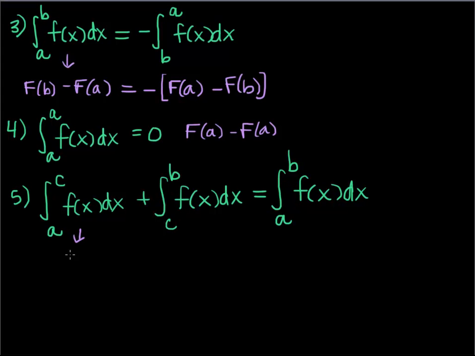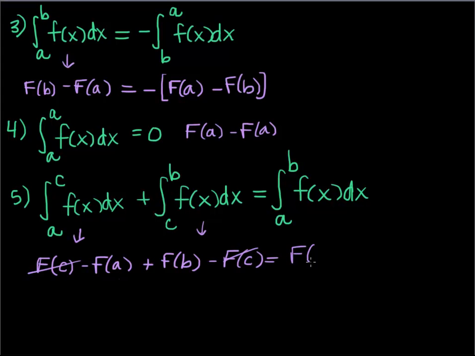The way we can prove this is pretty easy. What's the definition of this definite integral? It's capital F of C minus capital F of A. Now for this guy here, we have plus capital F of B minus capital F of C. If you notice, these F of C's cancel, and if I just rewrite it with my negative second, that equals F of B minus F of A, which by definition is that guy right there. So those are the 5 properties of definite integrals that are good to know.